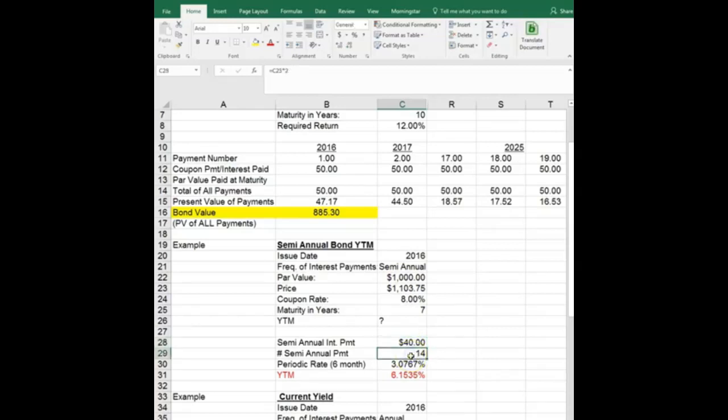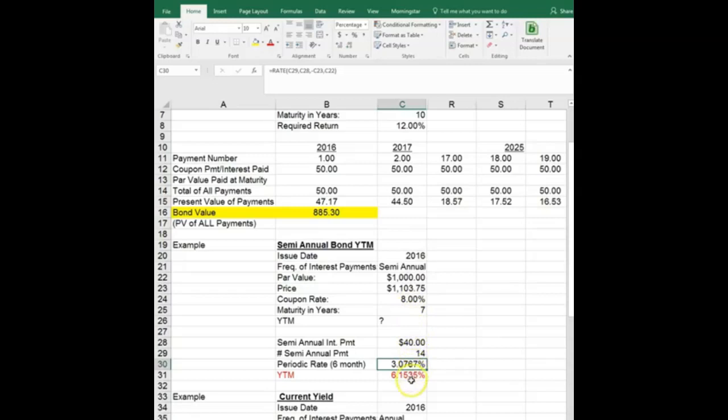The number of 6-month periods, well, we have 7 years, so that's going to be 7 times 2 or 14 semi-annual periods. And then we can calculate the periodic rate. The periodic rate is the 6-month rate. Using the rate function in Excel, we could also use the financial calculator, have it compute the I. When we do so, that's going to be a 6-month rate because we put in 6-month interest payment and 6-month time periods.